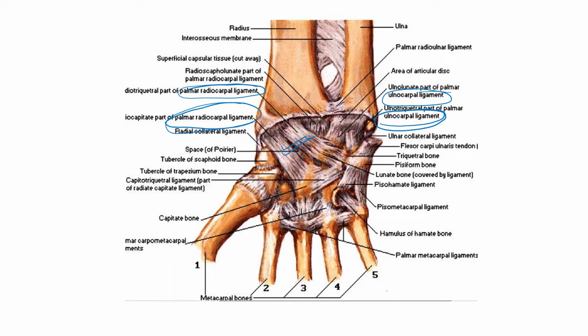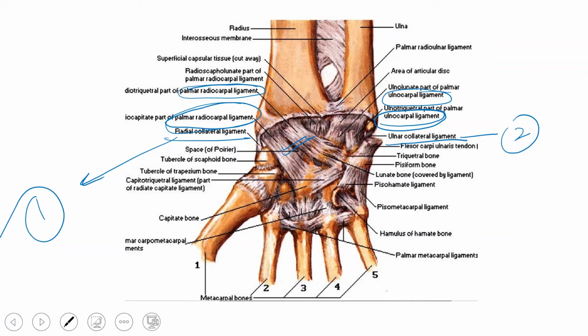The other ligaments seen here are the collateral ligaments. Yes, these are the collateral ligaments. The radial collateral ligament on the lateral side and the ulnar collateral ligament along the medial side. The radial and the ulnar collateral ligaments extend from the medial and the lateral borders of the respective bones, that is the radius and ulna, as seen over here. So there is a radial collateral ligament and an ulnar collateral ligament.